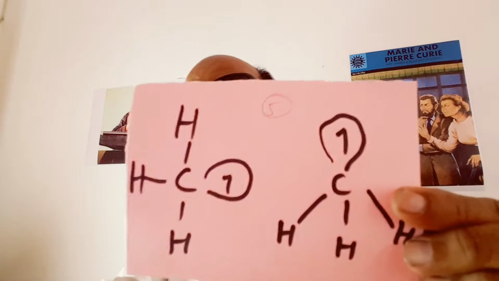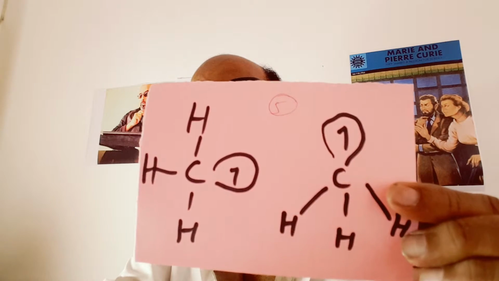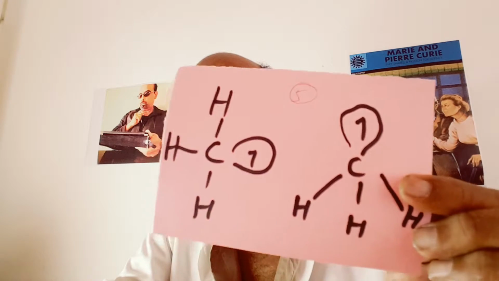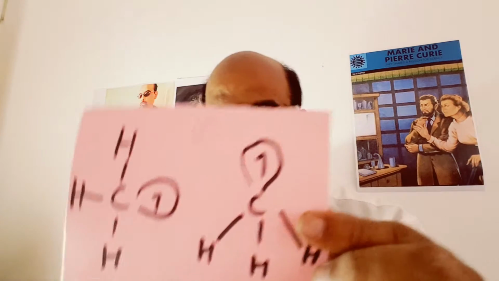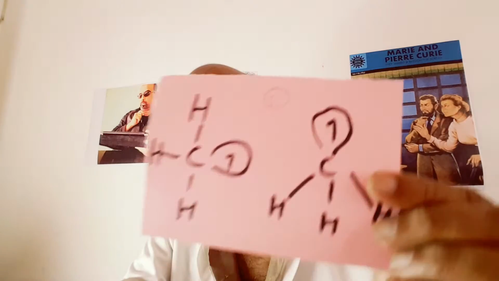The methyl radical can be represented as shown. The electron is shown by a half arrow. Here also you have the methyl radical shown tetrahedrally.